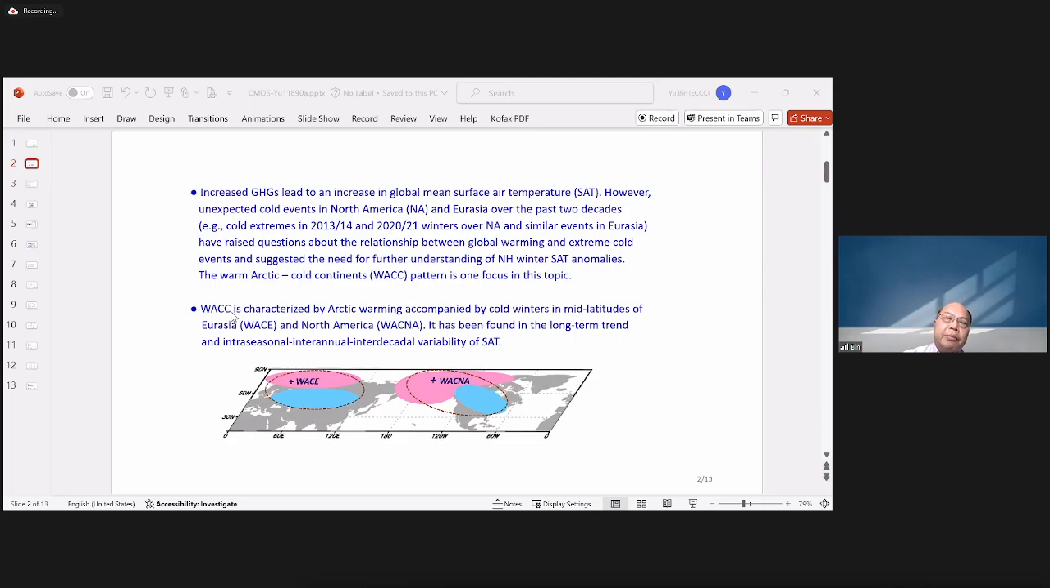This WACC pattern features Arctic warming together with cold winters in mid-latitude Eurasia. So it's named the warm Arctic cold Eurasia, or WACE, pattern, and cold in North America means the WACNA pattern. These patterns have been found in long-term trends and also in intraseasonal, interannual, and interdecadal variability of surface air temperature.